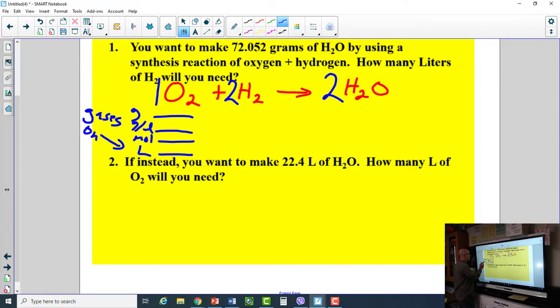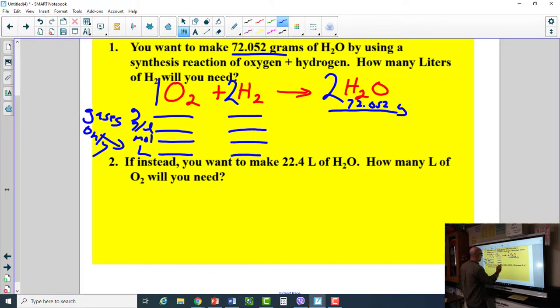Gases only. You want to make that many grams, 72.052, 5 sig figs grams. So here's the row across with grams, 72.052 grams of water. By using how many liters of H2 will you need? So the only question that's being asked is this one right here. How many liters of H2 will we use, okay?